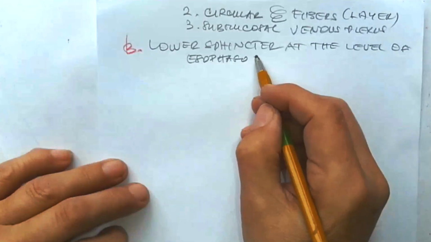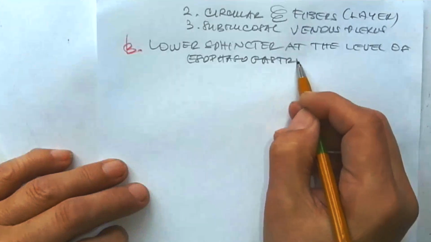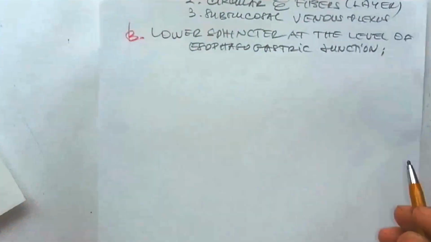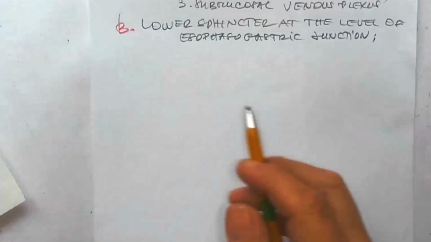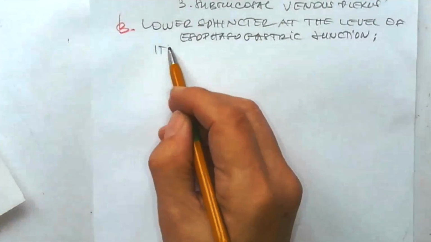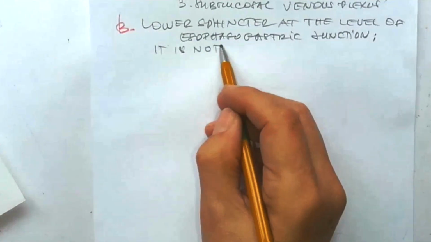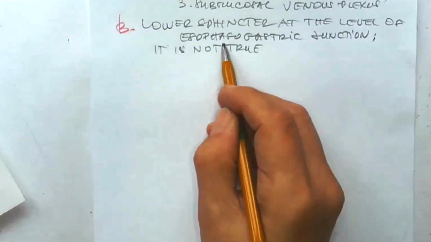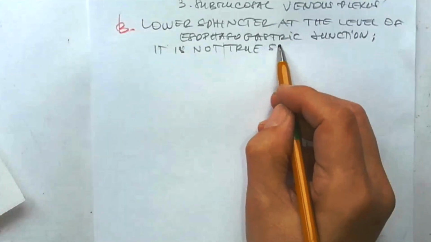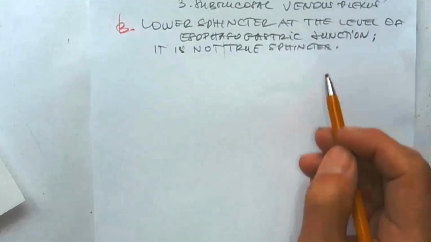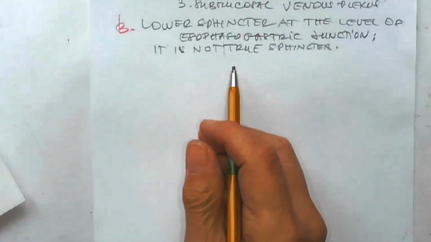Official term is esophagogastric junction. That's correct. Esophagogastric junction. This is not a true sphincter. It's not the true sphincter, as we said, because it doesn't contain the specific fibers.